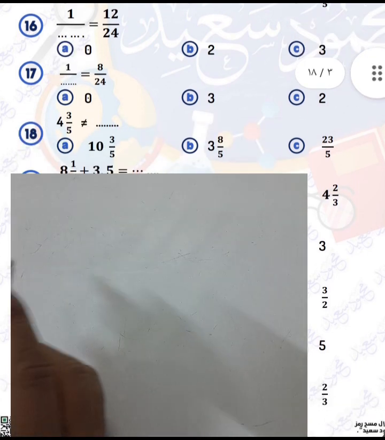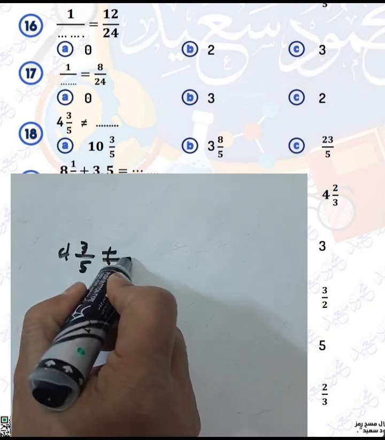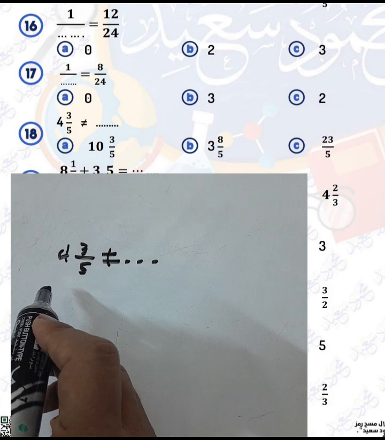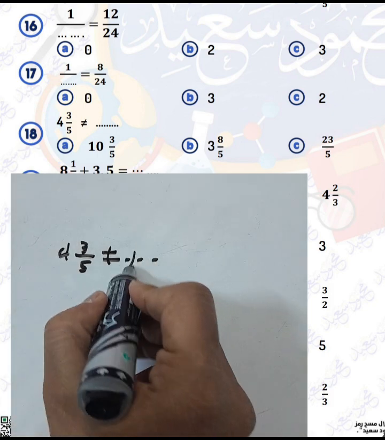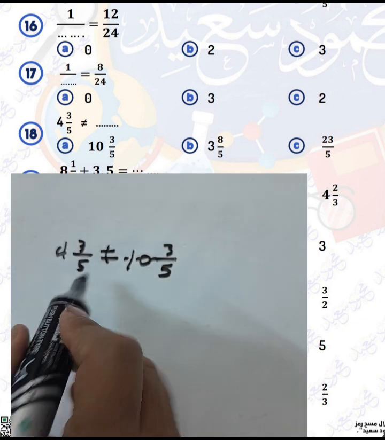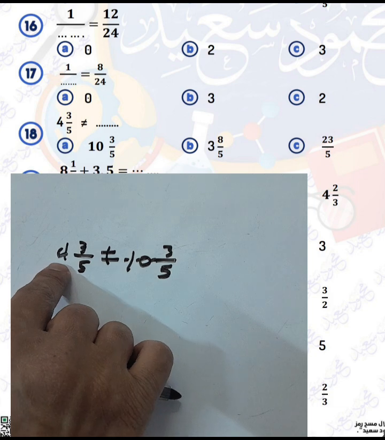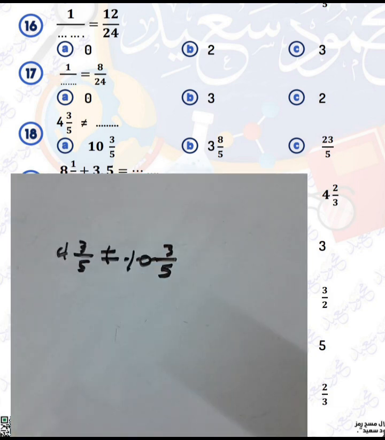Next example, 4 and 3 over 5, not equivalent to what? Not equivalent to what here? We have 10 and 3 over 5. It's not equivalent because 4 will be equal 4, 4 not equal 10. Okay, it's not equivalent.